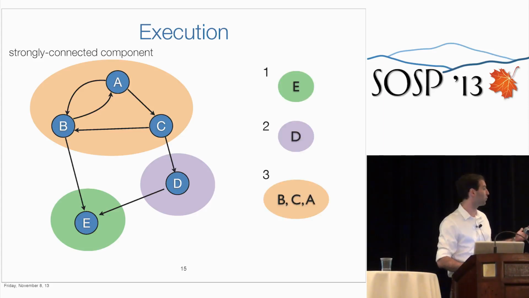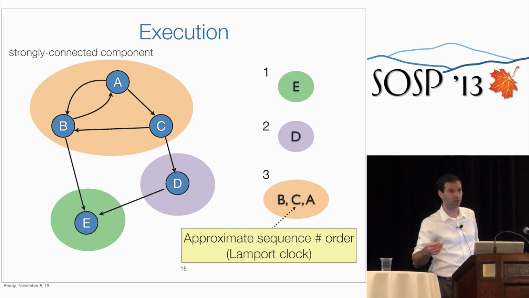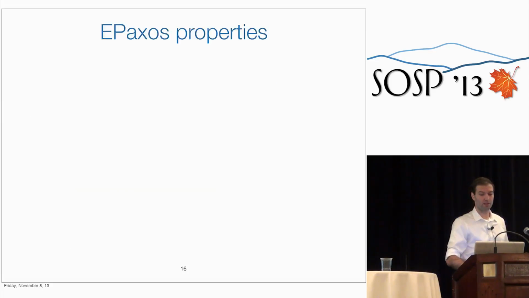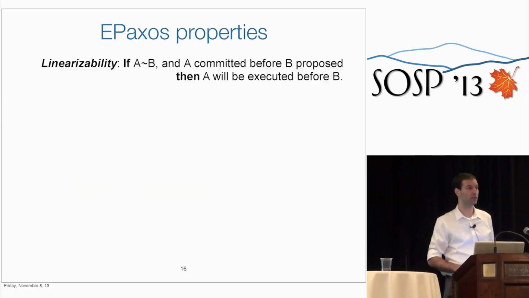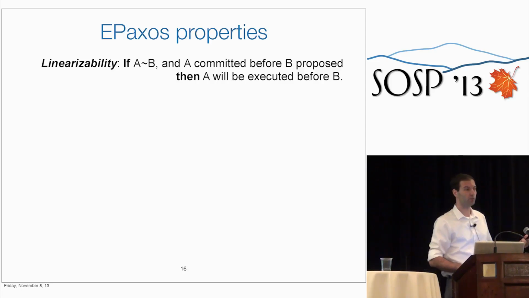For those that have more than 1 command, we execute the commands in increasing order of their approximate sequence number. And this is an extra ordering constraint that I haven't described, but a simple way to think about it is essentially a Lamport clock. So what this all gets us is the following properties. First of all, linearizability. If 2 commands A and B interfere, and A is committed at some replica before B is proposed to any replica, then A will be consistently executed before B. This is a strong consistency property.